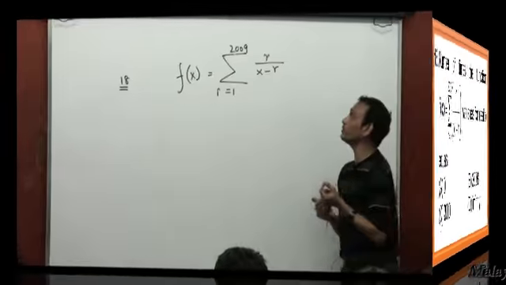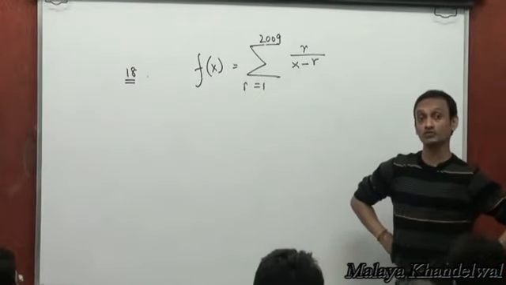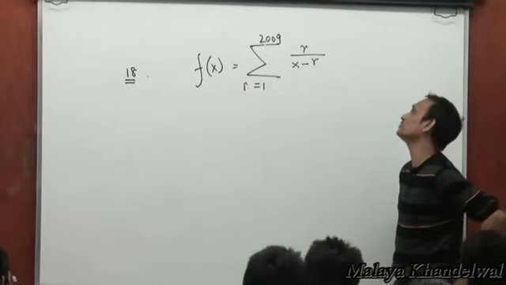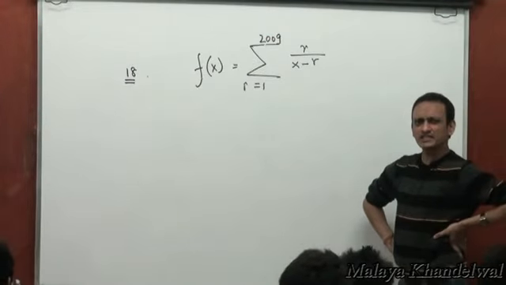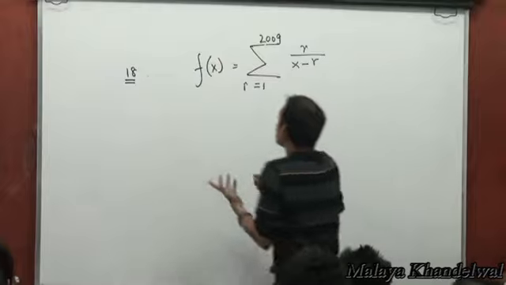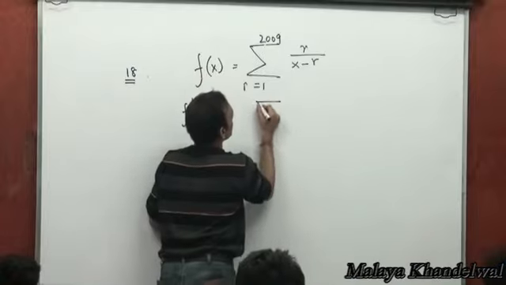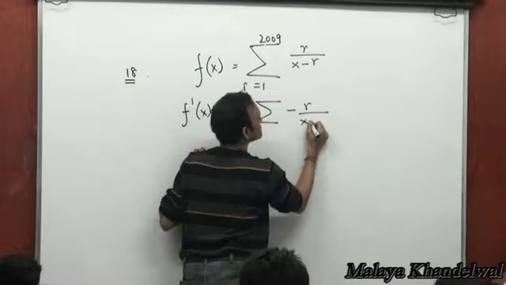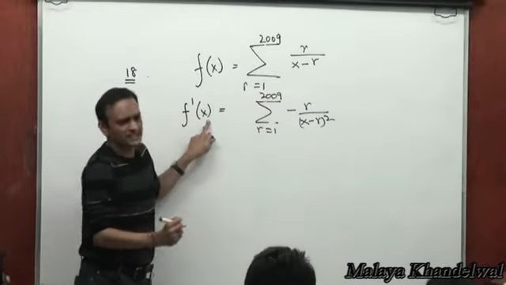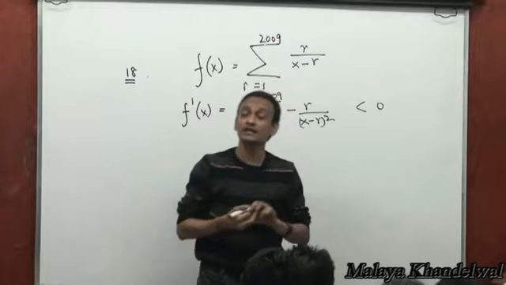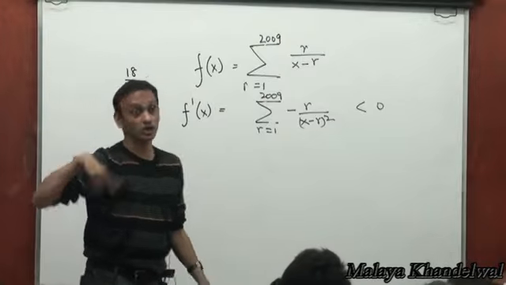We need to identify the number of real roots of fx from r equal to 1 to r equal to 2009. One thing for sure, wherever f dash x exists, it's negative, because f dash x is minus r by x minus r whole square, r equal to 1 to 2009. So wherever f dash x exists, it will be negative. That means wherever f dash x exists, the function is decreasing. Wherever it exists. It does not exist everywhere.